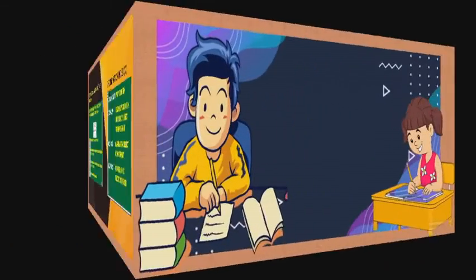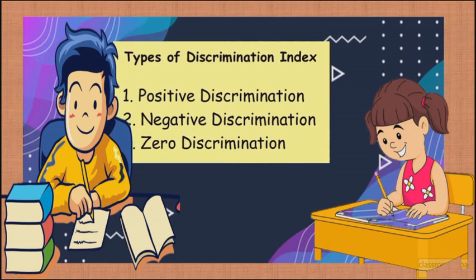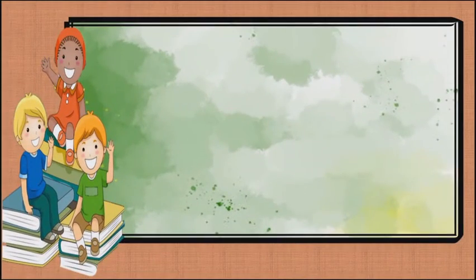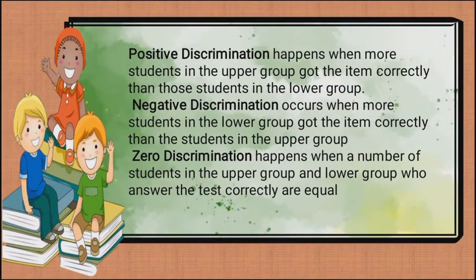So there are 3 types of discrimination index. 1 is positive discrimination, 2 is negative discrimination, and 3 is zero discrimination. You can say it's a positive discrimination when more students in the upper group or the higher level group got the item correctly than those students belonging to the lower group or the low performing group. Negative discrimination occurs when more students in the lower group got the item correctly than the students in the upper group. Zero discrimination can also happen when the number of students in the upper group and lower group who answer the test correctly are equal.